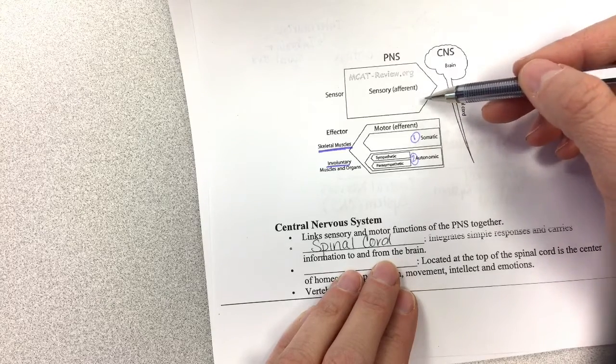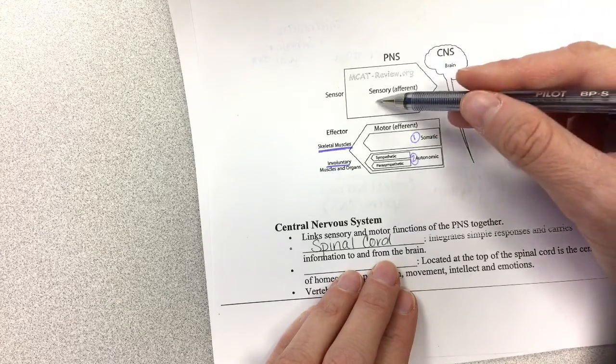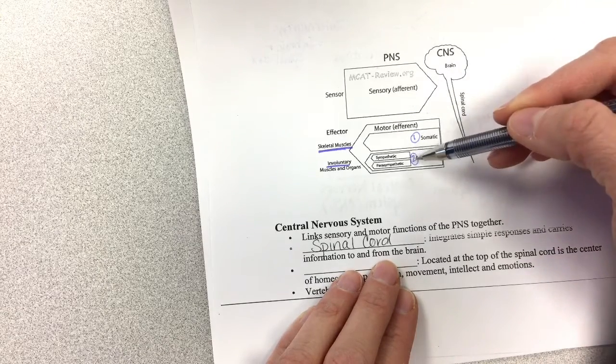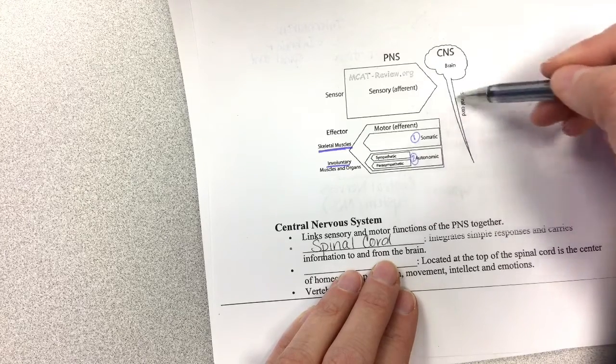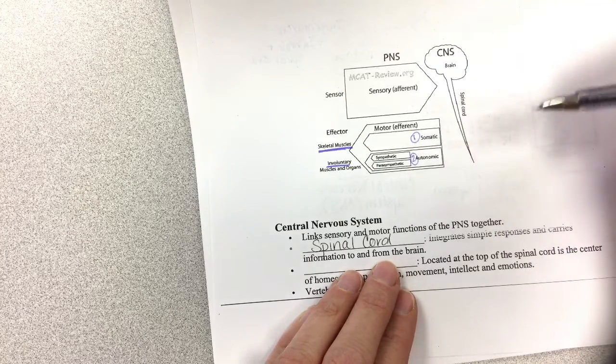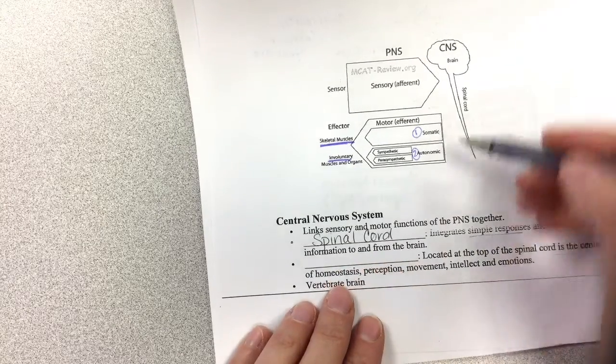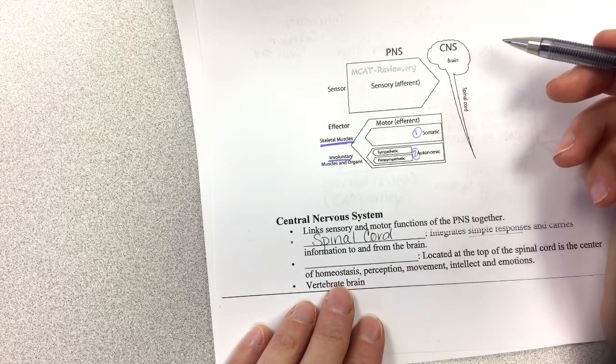Sometimes the neuron can communicate to the spinal cord, and it actually goes not to the brain first, but can affect a motor neuron, and therefore kind of bypass the brain. All right, so that's what it means: it integrates simple responses, and then also can carry information to and from the brain.